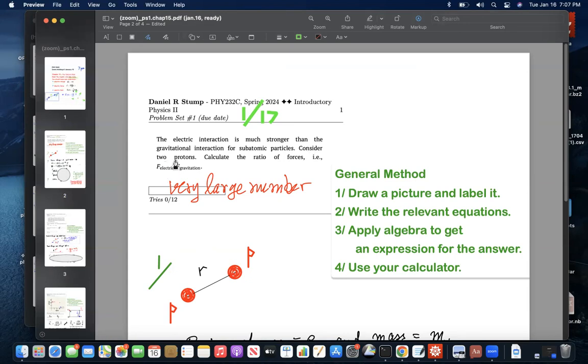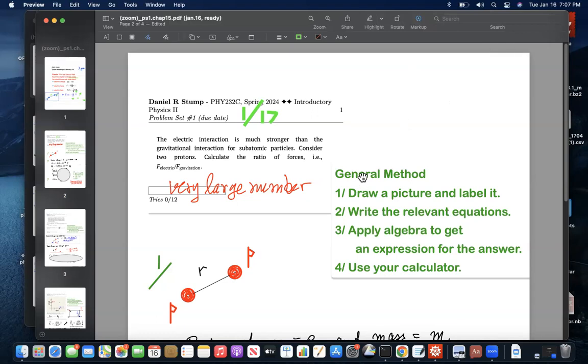Now consider two protons, calculate the ratio of the forces, that is the electric force divided by the gravitational force. And as it says here, the electric force is much stronger. So this ratio, this fraction, the electric force divided by the gravitational force, will be a very large number with no unit, because the numerator has units of newtons force. The denominator also has units of newtons force. So if you take the ratio of two forces, you just get a pure number.